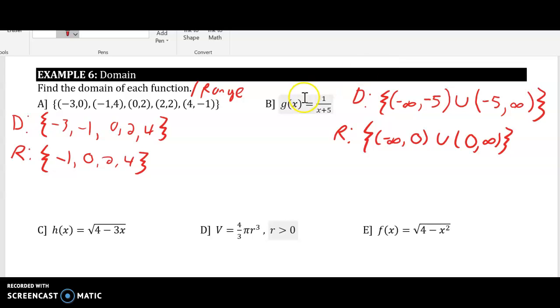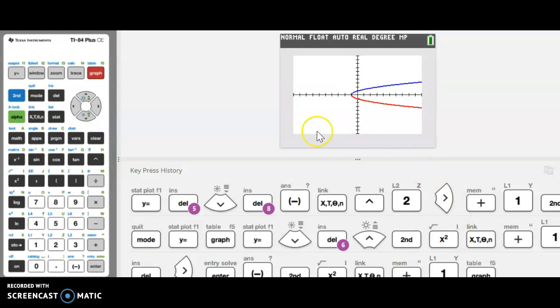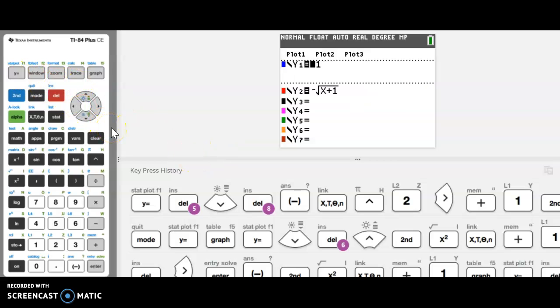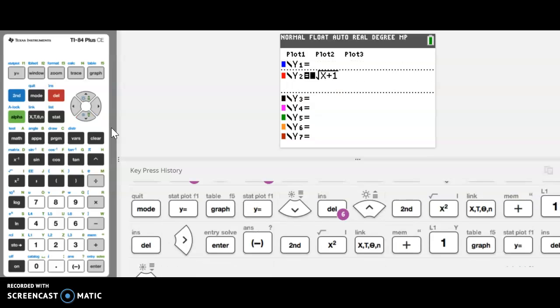Okay? So let's look at the calculator on this. So that was algebraically thinking about it. Let's go to the calculator and graph this. So what was it? 1 divided by, I'm going to use parentheses here, x plus 5.